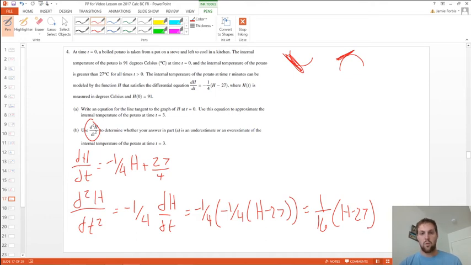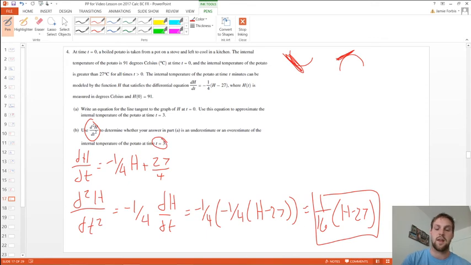Now, because this only has h in it, I can't just plug in time equals 3 into that. So how do I know if it's concave up or concave down at time equals 3 to determine if it's an over or underestimate? Well, it all comes from this right here: the temperature is going to be higher than 27 degrees Celsius for all time greater than 0. So at no time is the temperature going to be less than 27, meaning that this second derivative is always going to be positive. So I'm going to write that down.